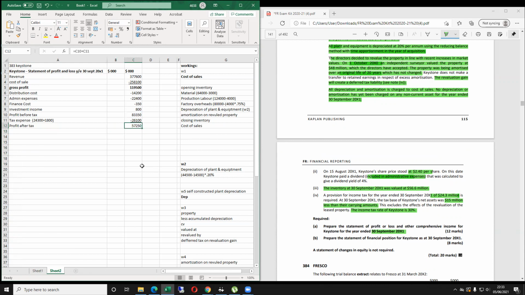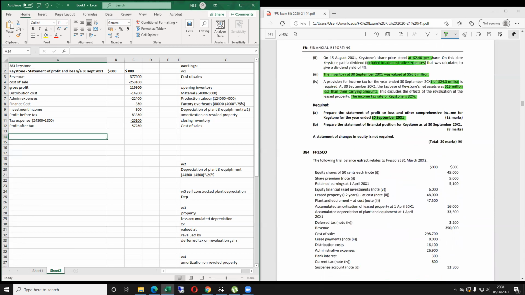Up to here, your profit and loss statement has been completed. And then you can write, this is going to be your profit after tax or profit for the year. Because in the question it says other comprehensive income, other comprehensive income is easy to make. So you can write other comprehensive income here.